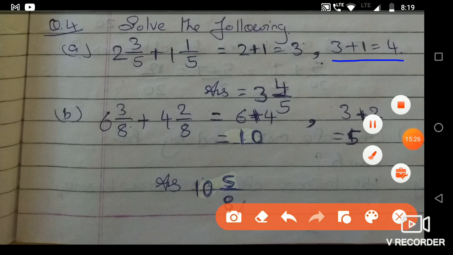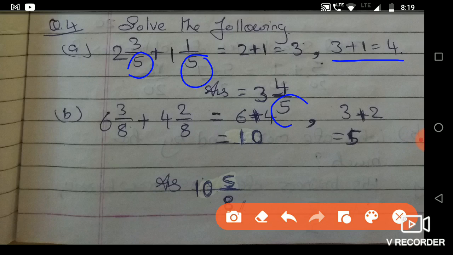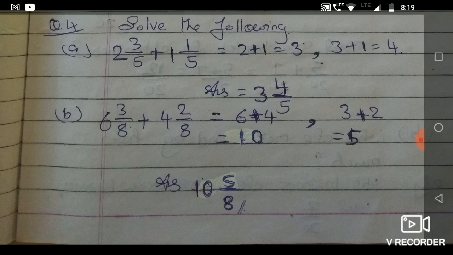Next, the denominator is the same, so write denominator 5 as it is, and our integer is 3 and numerator is 4. Then write 3 integer 4 upon 5. Like this we find the addition of mixed fractions, and our answer is also in the form of mixed fractions.